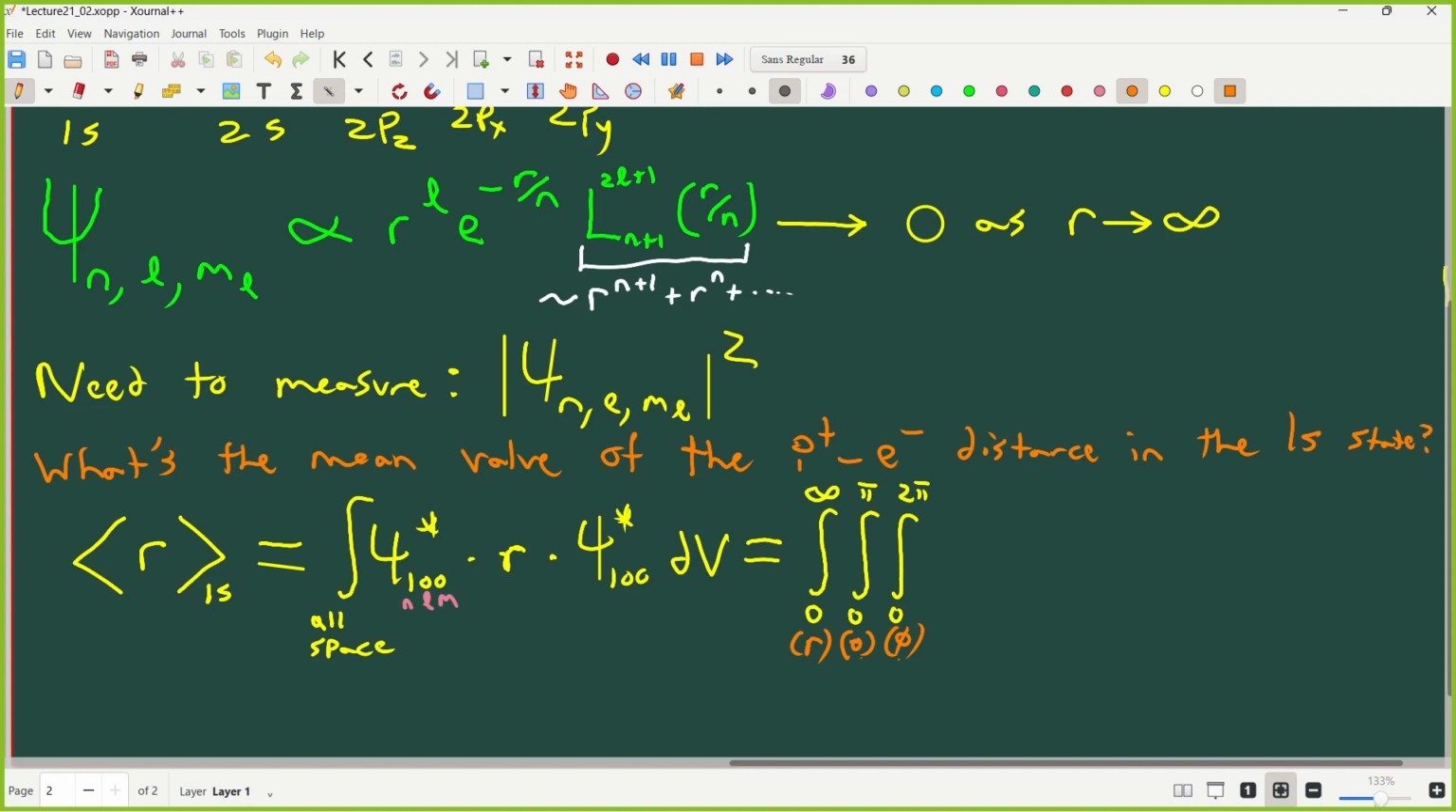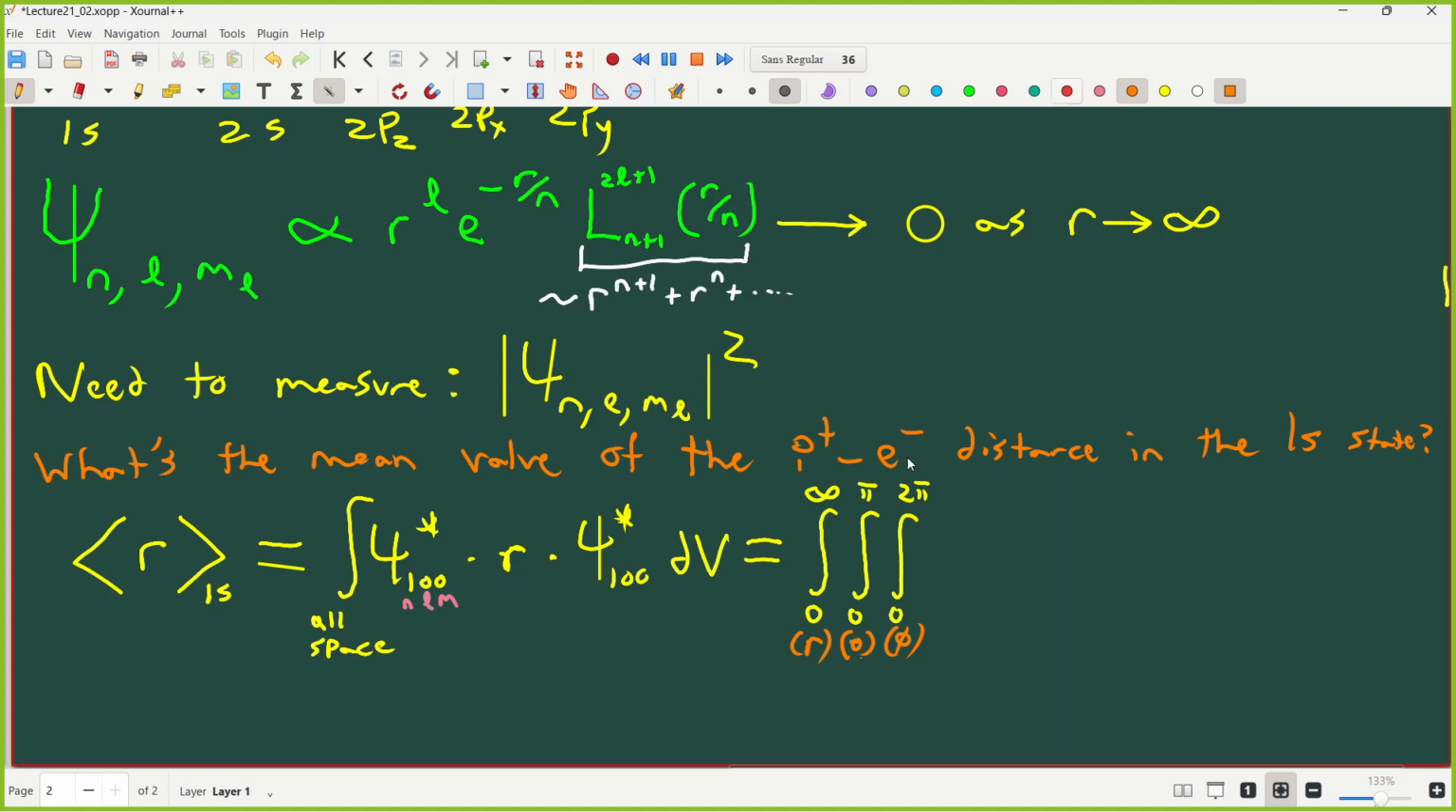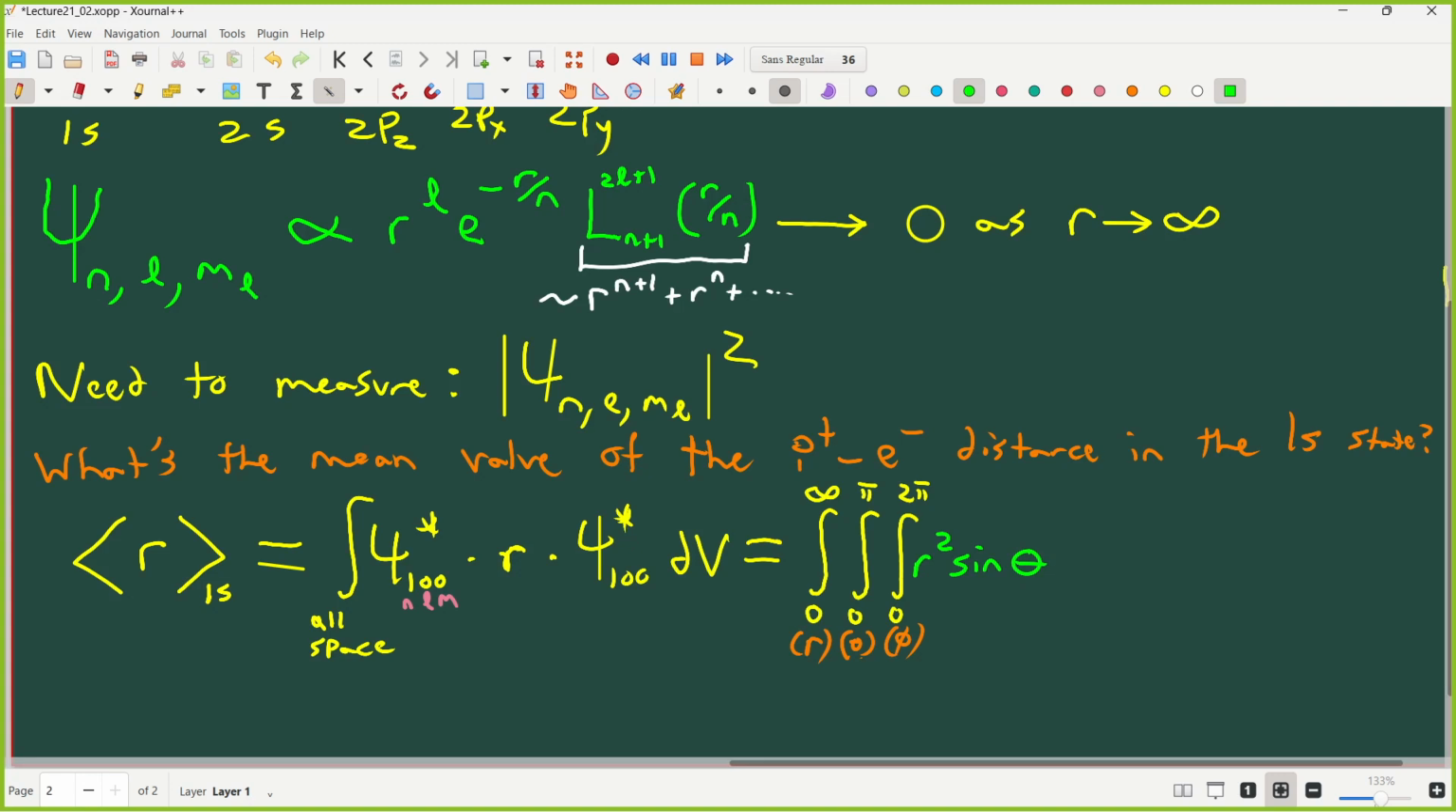And if we go back, what does dx, dy, dz convert to in spherical coordinates? Because of the chain rule, we need to adjust our integration bounds a little bit. And so what we get is r squared sine theta. This comes from the fact that we're going from x, y, z into r, theta, phi. This is what we call the volume element.